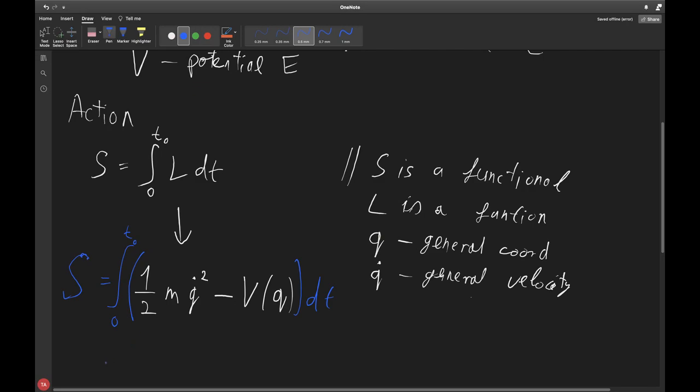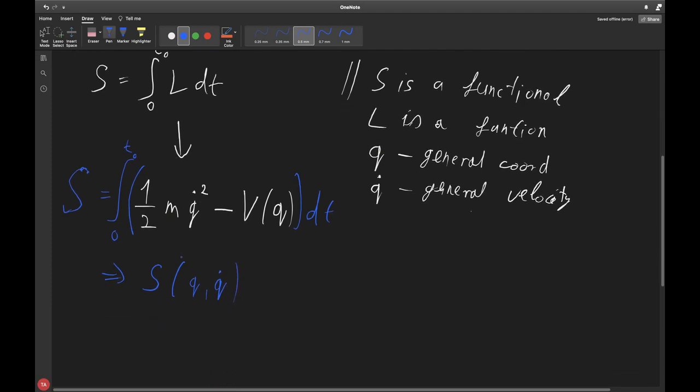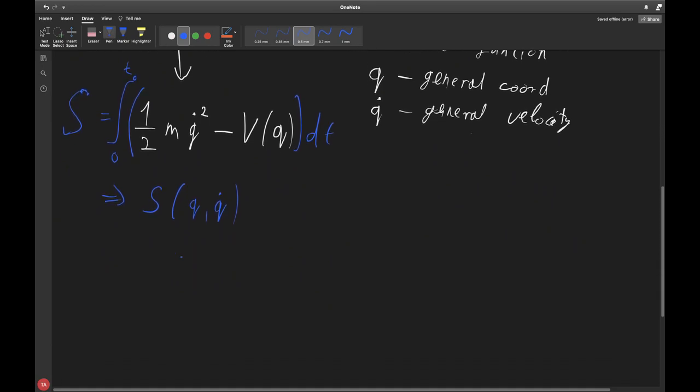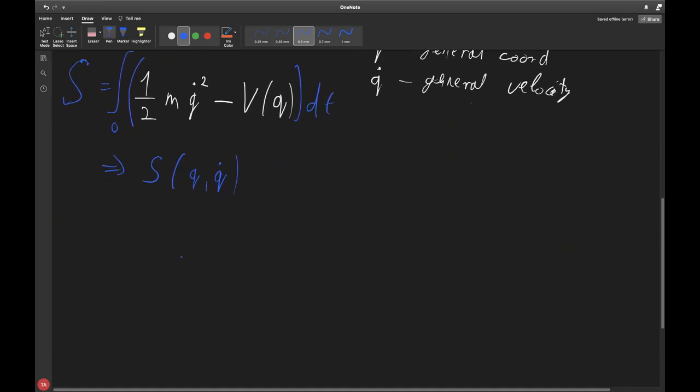So the consequence of this is that this S functional depends on q through the potential and on q dot through the kinetic energy. And essentially, what we want is we want this action to be the least, right? That was the naming. So we want to minimize this action. So mathematically speaking, this minimization is denoted with this delta. We want the delta S to be 0.